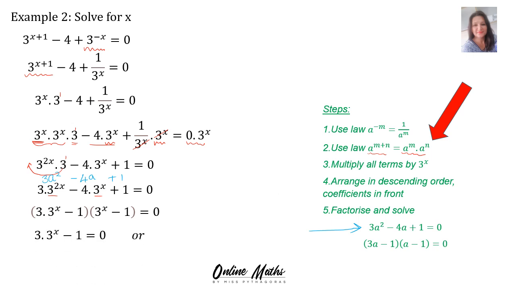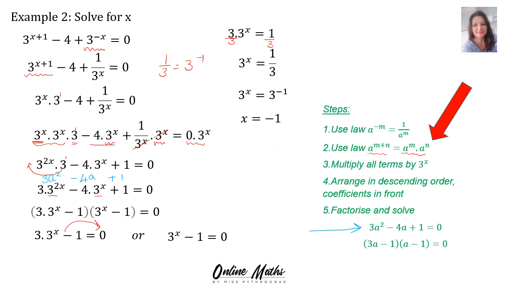And then you split it into 3 times 3 to the x minus 1 is 0, or 3 to the x minus 1 is 0. And then you're going to say this one, the minus 1 will walk across, so you end with 3 times 3 to the x is 1, and then you're going to divide both sides by 3, and you end with 3 to the x is a third, and then a third is the same as 3 to the negative 1, and then bases are the same, therefore they fall away. x is equal to minus 1.